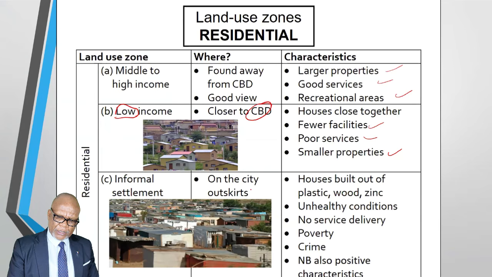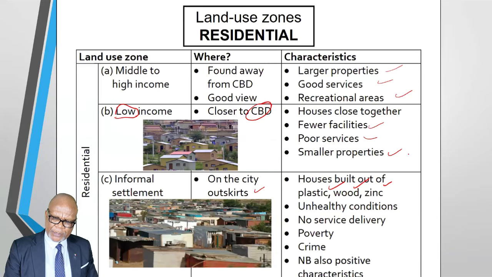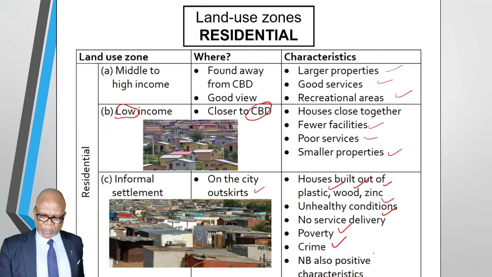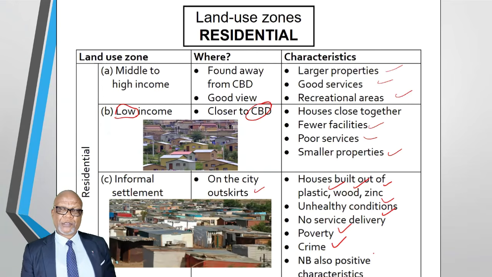It is usually found on the outskirts. Houses are built of any available material. It can be plastic, wood, zinc, can be anything. It is characterized by unhealthy conditions. There is no service delivery. There's poverty. There's crime. Also, you can look at the positive characteristics there because it is providing people a place to stay in.